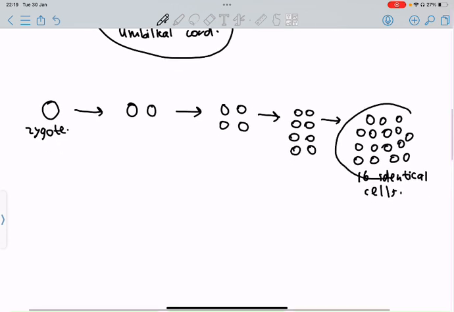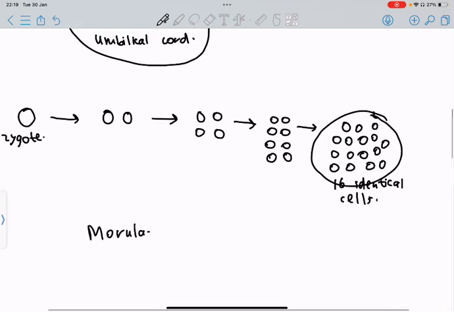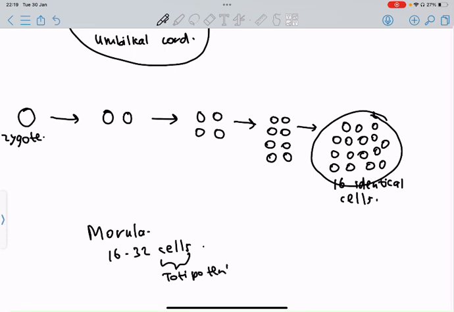What is this structure called now? This structure is known as the morula. A morula is a solid ball of genetically identical totipotent stem cells. It's usually made up of 16, or if one more mitotic division is allowed, it will give 32 cells. So it's 16 to 32 cells, all of which are totipotent stem cells.